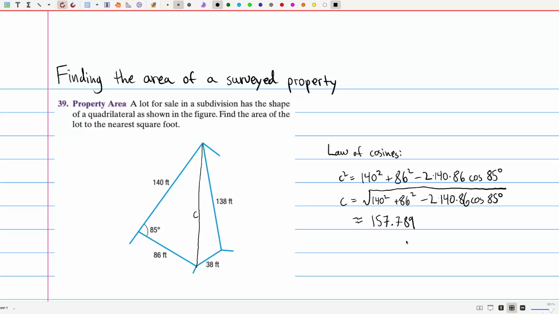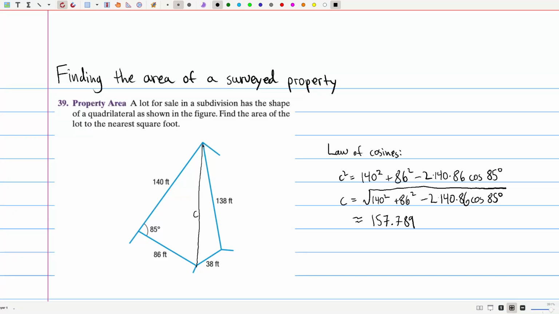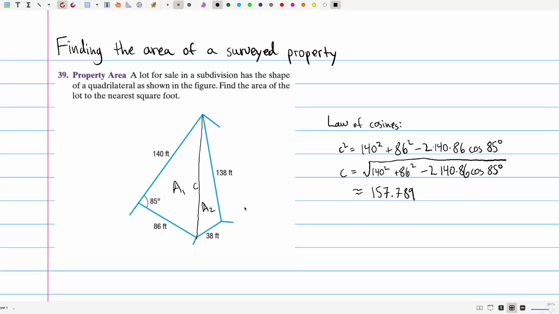Okay, so now that we have this c, remember that the area of a triangle is 1/2 the product of two sides times the sine of the angle between them. So we actually can figure out this area. Let's call that A1 and this A2, because the full area is A1 plus A2. So A1 is 1/2 times 140 times 86 times sine of 85 degrees.